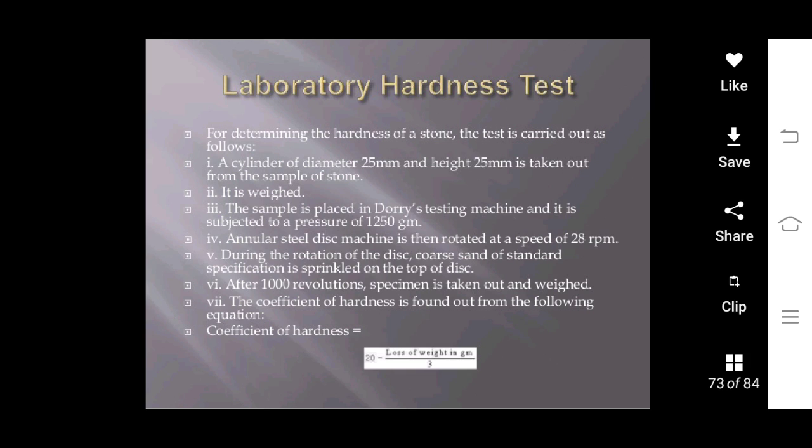The angular steel disc machine is then rotated at speed of 20 revolutions per minute. During the rotation of the disc, coarse sand of standard specification is sprinkled on the top of disc. After 1000 revolutions, specimen is taken out and weighed. The coefficient of hardness is found out from the following equation, that is, coefficient of hardness is equal to 20 minus (loss of weight in grams upon 3).